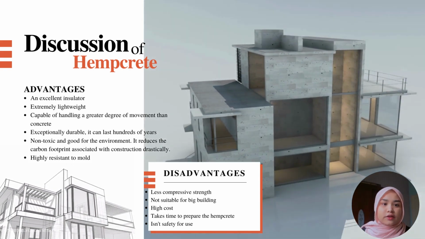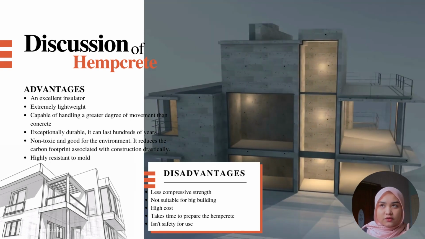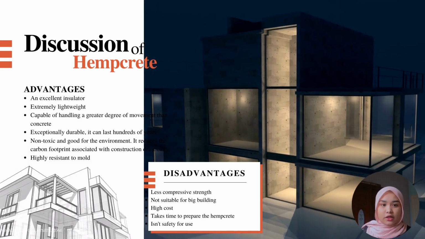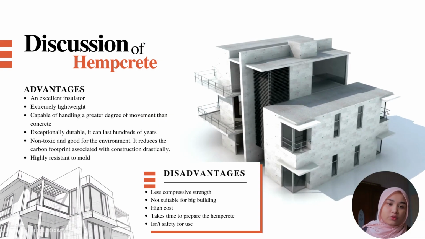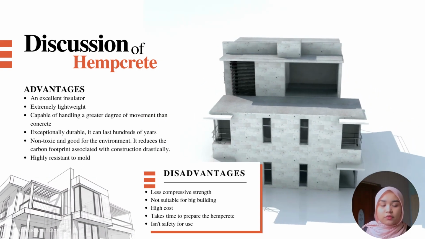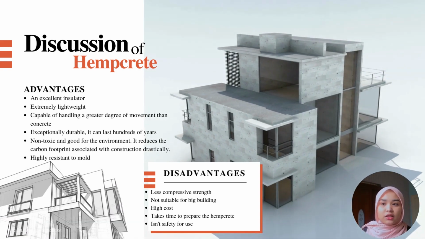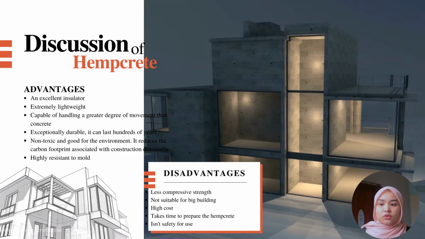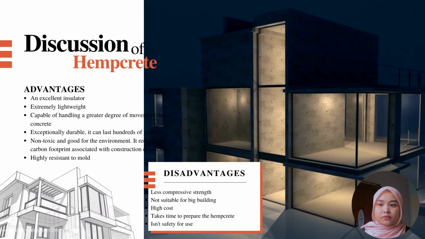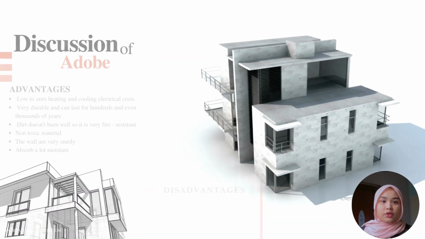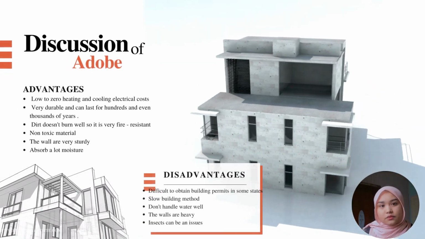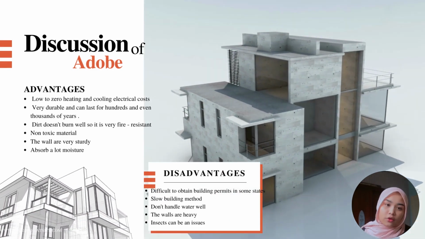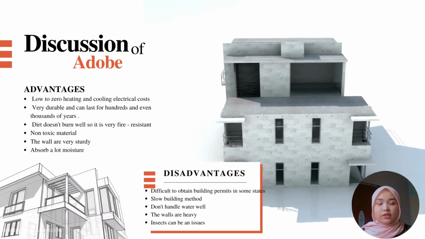But the disadvantages are five: less compressive strength, not suitable for big buildings, high cost, it takes time to prepare the hempcrete, and it also isn't safe to use because it uses lime.